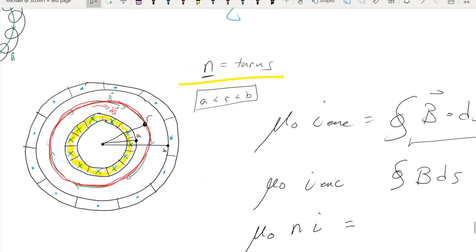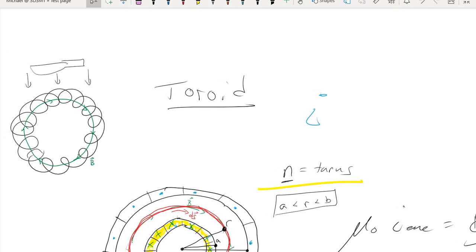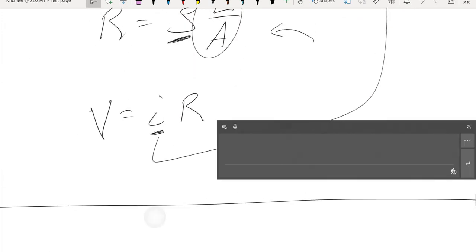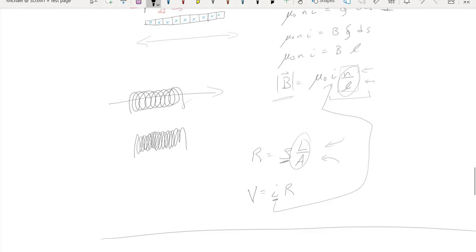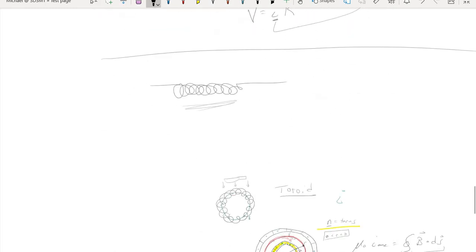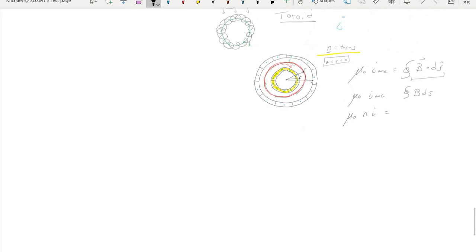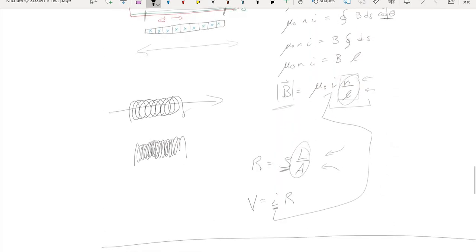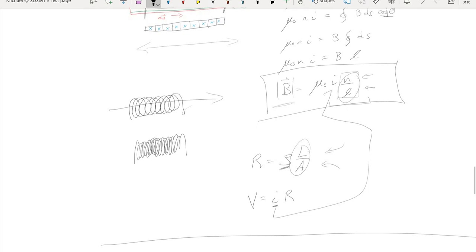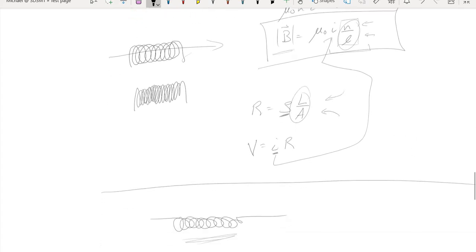We didn't have to worry about that with the solenoid because we knew that we were passing through the center of the coil. Also, you might notice for the solenoid expression, the magnetic field for the solenoid doesn't depend on the radius of the coil, which is kind of interesting.